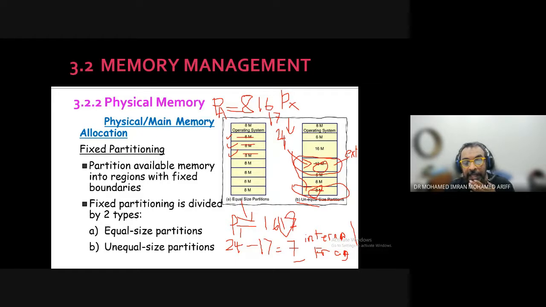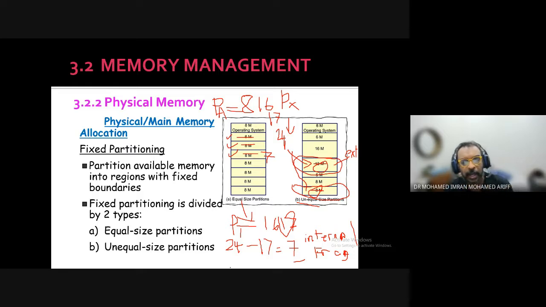However, there is a balance sebab 3 ni, 8 times 3 is 24. The process only uses 17. So there is a balance of 7 megabyte, which is unutilized. This 7 megabyte space, which is unutilized, is what we say as internal fragmentation. Internal fragmentation is an empty spot inside the fixed location, which is unutilized.